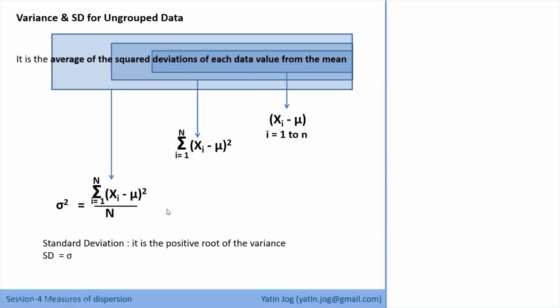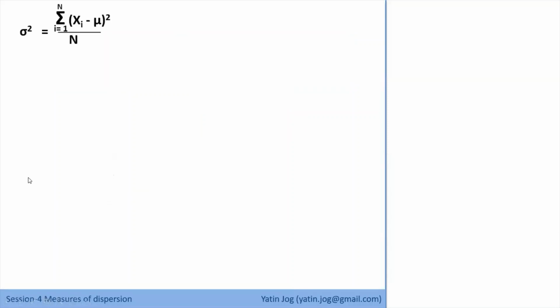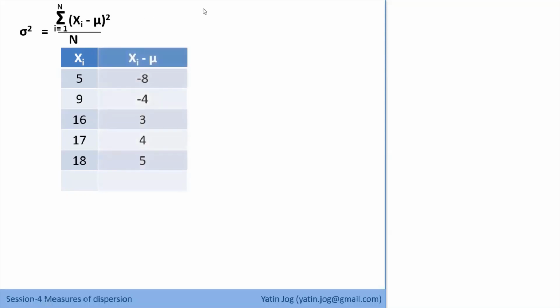First we'll try to solve one example using ungrouped data. So this is the formula. Suppose this is the data set. First calculate the mean, then go for xi minus mu. So first we calculate the mean. What is the mean value? 13? Yes. Okay. Considering the mean as 13, we'll calculate xi minus mu. So 5 minus 13, 9 minus 13, 6 minus 13, and so on.